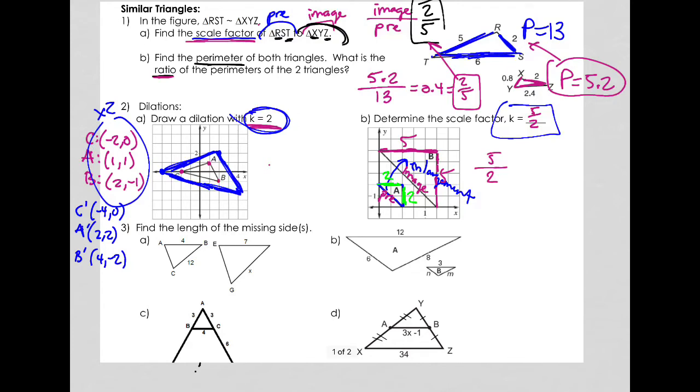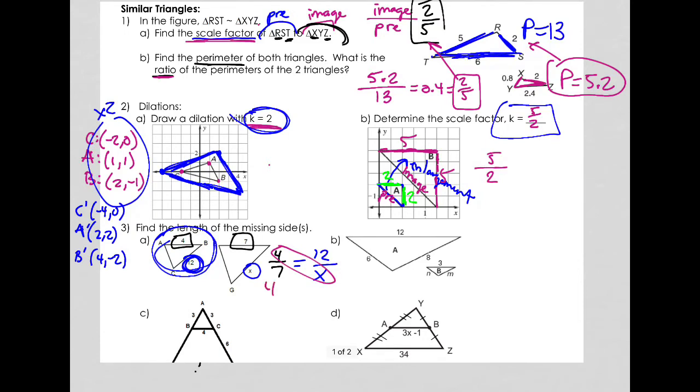All right, so number 3, find the length of the missing sides. So we want to go ahead and set up a proportion just like we did before. So we can do corresponding sides. 4 is to 7 as 12 is to x. Remember, if I started with the left triangle on the first fraction, I need to make sure I start back on the left triangle and write the second fraction. So 12/x. And then we can go ahead and cross multiply.